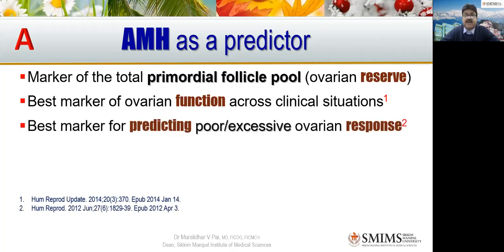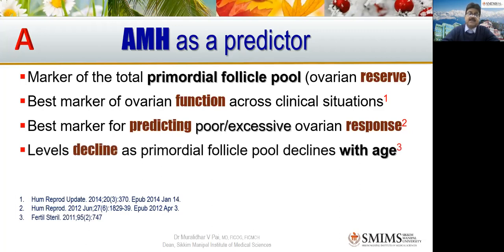Best marker for predicting poor or excessive ovarian response. Reserve, what are the words? I'm highlighting the words. Reserve, function, response. Predicting. So it will predict whether there is going to be a poor response. Suppose the AMH is less than 0.5 or even less than 1. That means you are expecting poor response. Yesterday you saw expected poor responders, when there is the ORT, that is the ovarian reserve testing. And if it is high, it means you get a higher response. So you can go in for OHSS or things like that.